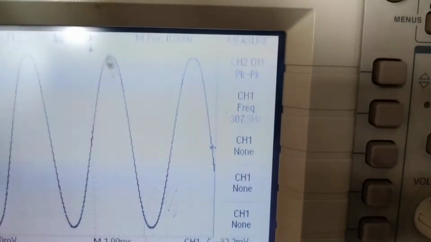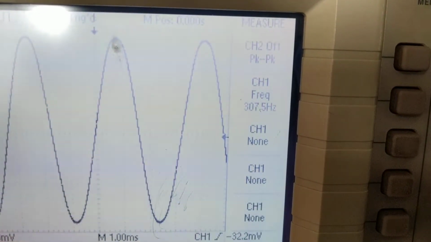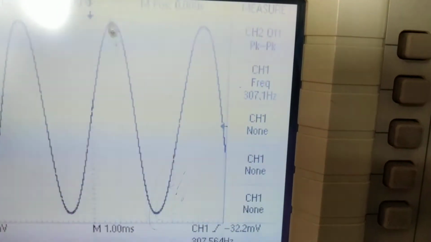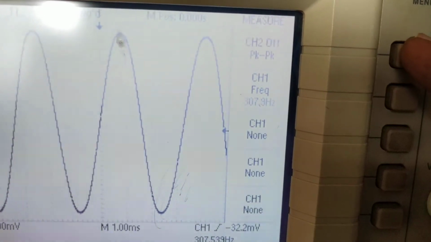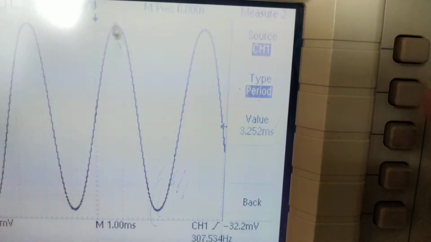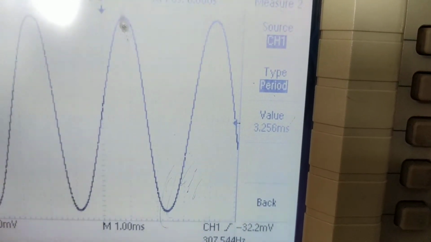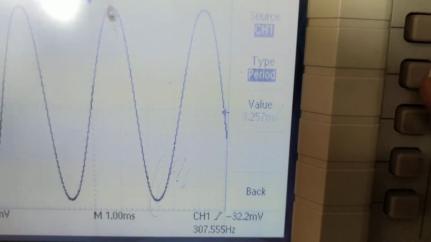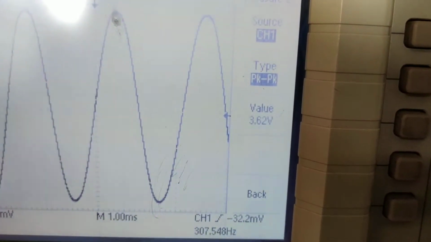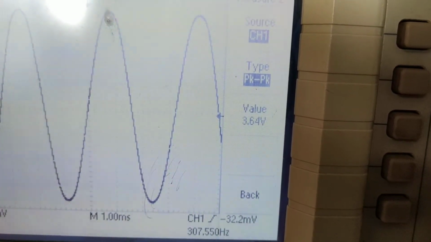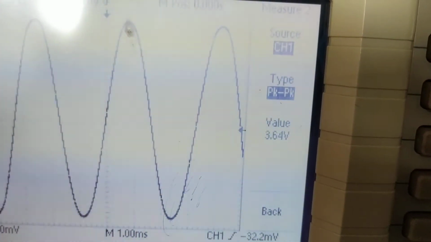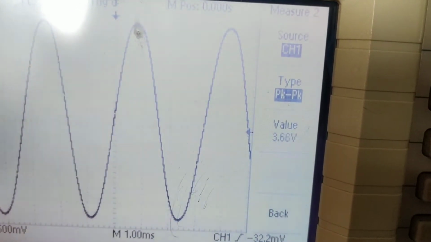So channel 1 frequency is indicated. It is something like 307 hertz point something. Okay, so you can change the parameter. For channel 1, instead of frequency you can consider the period, the time period. Then you can consider the mean, that means the DC voltage. You can consider the peak to peak voltage, and like that you can go for further measurements. That means RMS, maximum, minimum, all these.